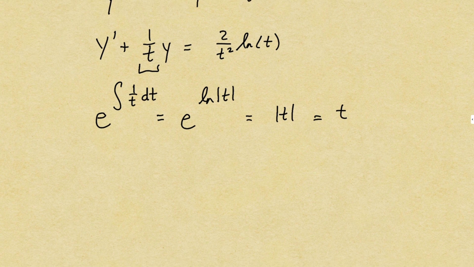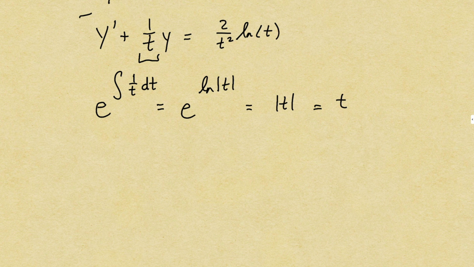It's just t. So here's our equation. What do we do with this t? Well, we multiply everybody by t. So let's try that. t y prime plus, here the t cancels the 1 over t, and we just get a y, equals, now we get a 2 over t log of t. Okay, so now we've done almost all of the work already. What is the point of this integrating factor?